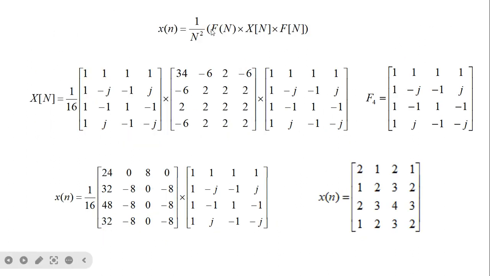Similarly, we use 1 by n square into f of n into x of n into f of n to get back our original signal. A similar formula is applied, with only a change in the transformation matrix, and we will get back the original result.